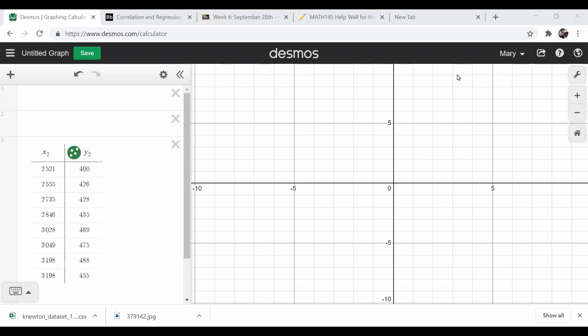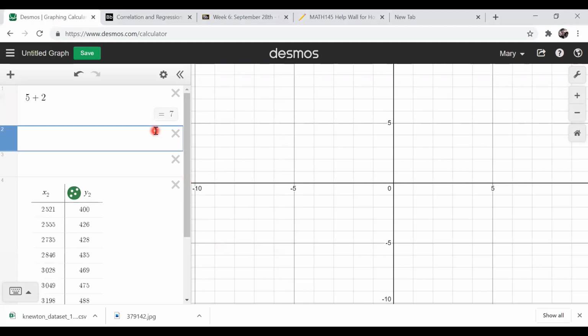In the videos that you watched from this week, I taught you how to graph scatter plots and find regression equations using a TI-84 calculator. I'm going to show you how to do the same thing with minimal steps on a Desmos calculator. So on Desmos, what you'll notice is that on the left-hand side of the screen, you have cells where you can type math problems like 5 plus 2, and then it would do 5 plus 2 is 7 like a normal calculator.